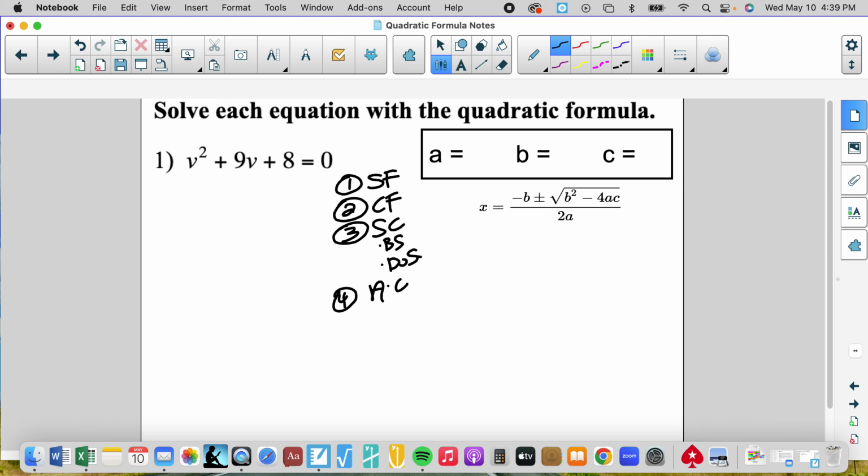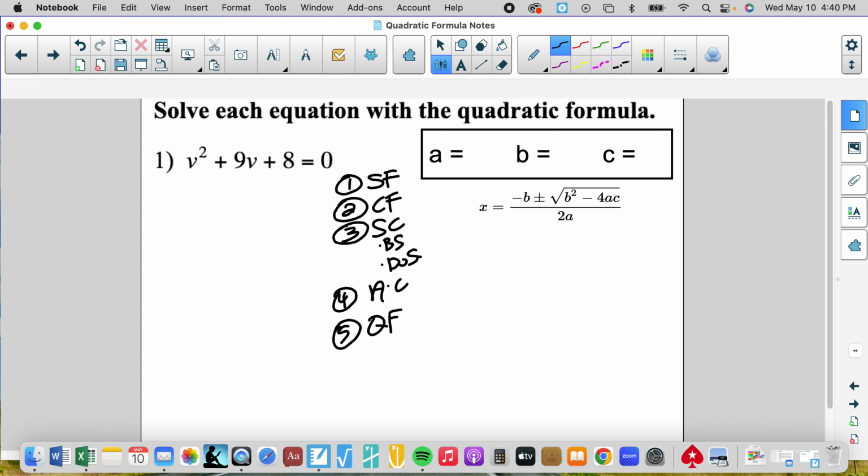Now we're not going to do a times c because this actually does work. We could factor this and then use the 0 property of multiplication. But remember, when we couldn't do it, when a times c didn't equal my middle value, we'd say unfactorable. But that next step is not unfactorable. The next step is quadratic formula. So we're going to utilize the quadratic formula.